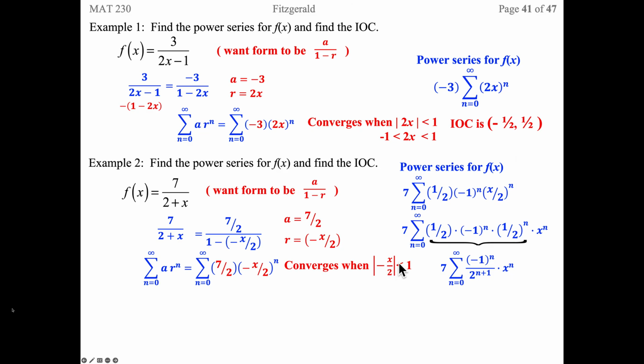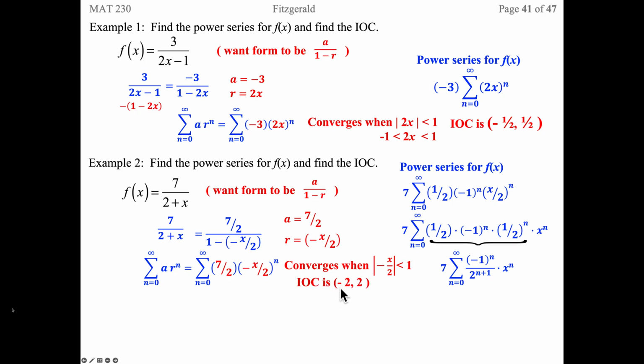Negative x over 2, that's my r, in absolute value bars. All right, so now my interval of convergence would be -2 to 2. So again, if you drop the absolute value bars, this becomes x over 2 because it's now positive. So we go from -1 less than x over 2 less than 1, multiply the 2 to the endpoints, and that's my interval of convergence.